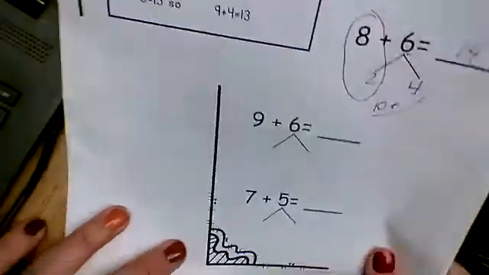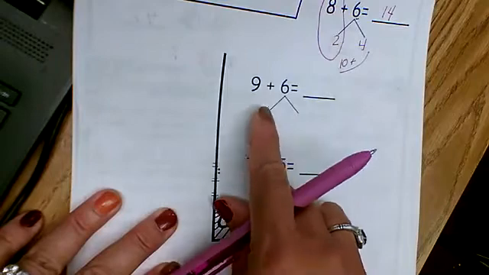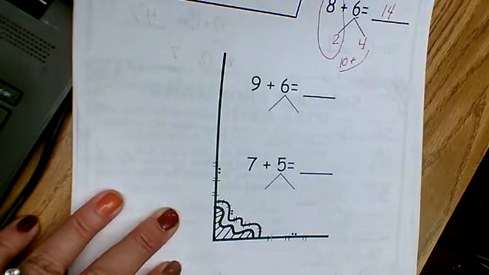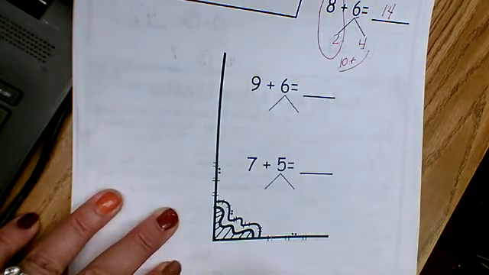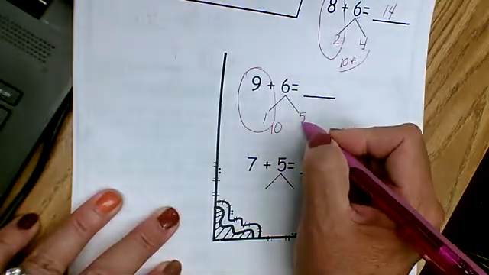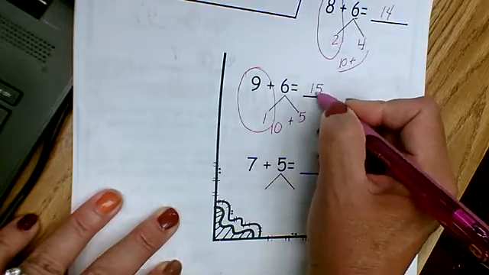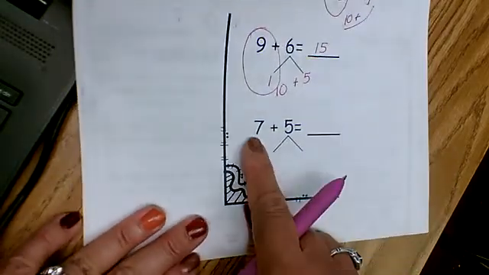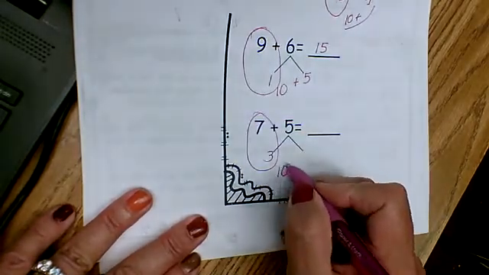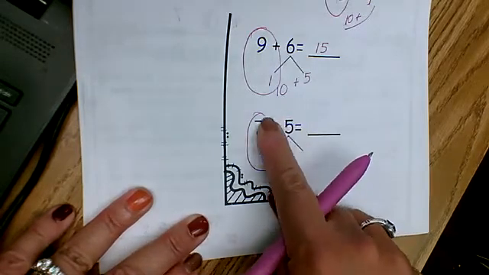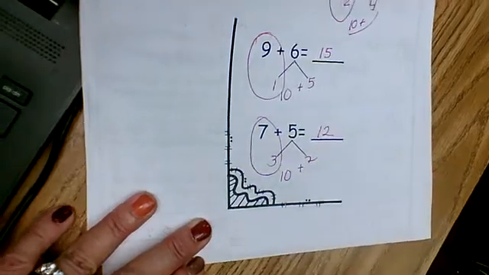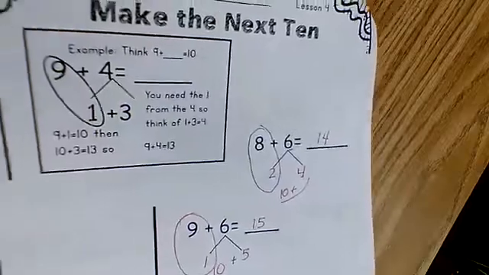Okay, I want you to pause the video. I want you to do both of these, thinking about what these numbers both need to make a 10. Then turn it back on and check yourself. Okay, you should have given him a 1 and made a 10. 6 would have 5 left. So my answer is 15. 7 needs a 3 to make 10. Bippity boppity boo poof. Here's your 10. 5 was a good neighbor. He gave him 3. So he has 2 left. So that makes 12. Okay, that was lesson 4 that we did.